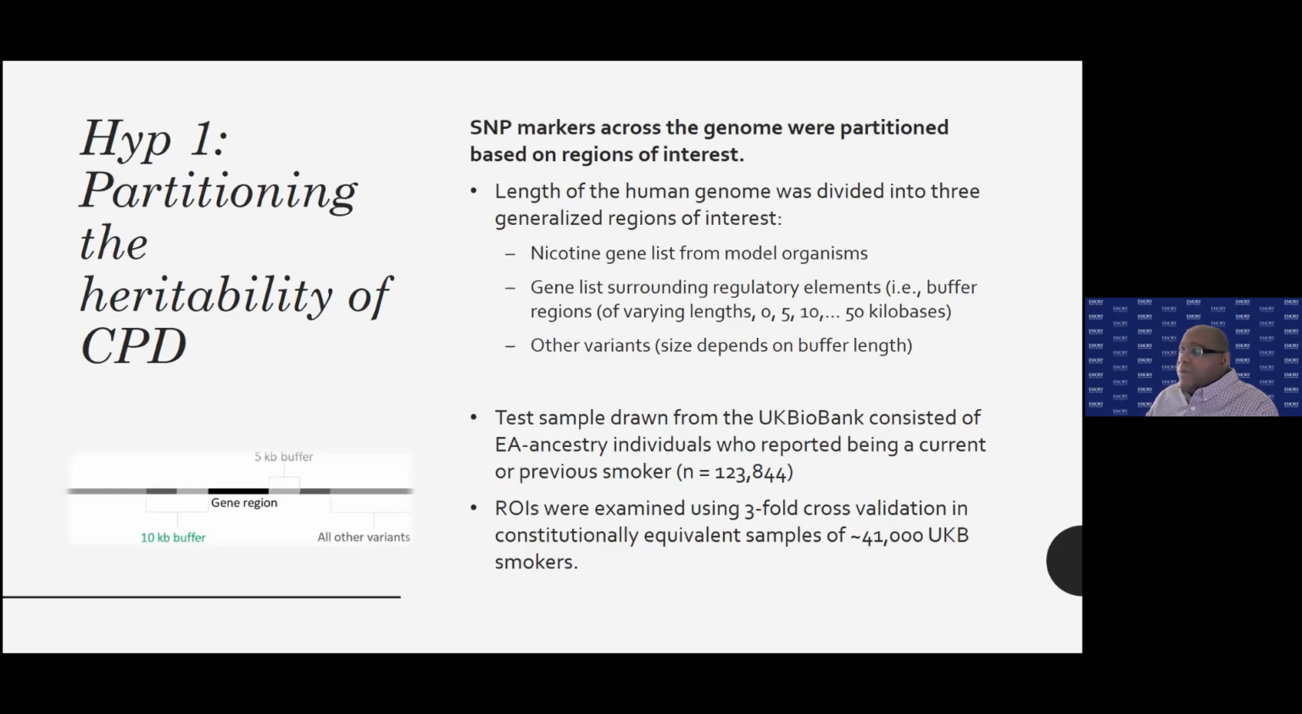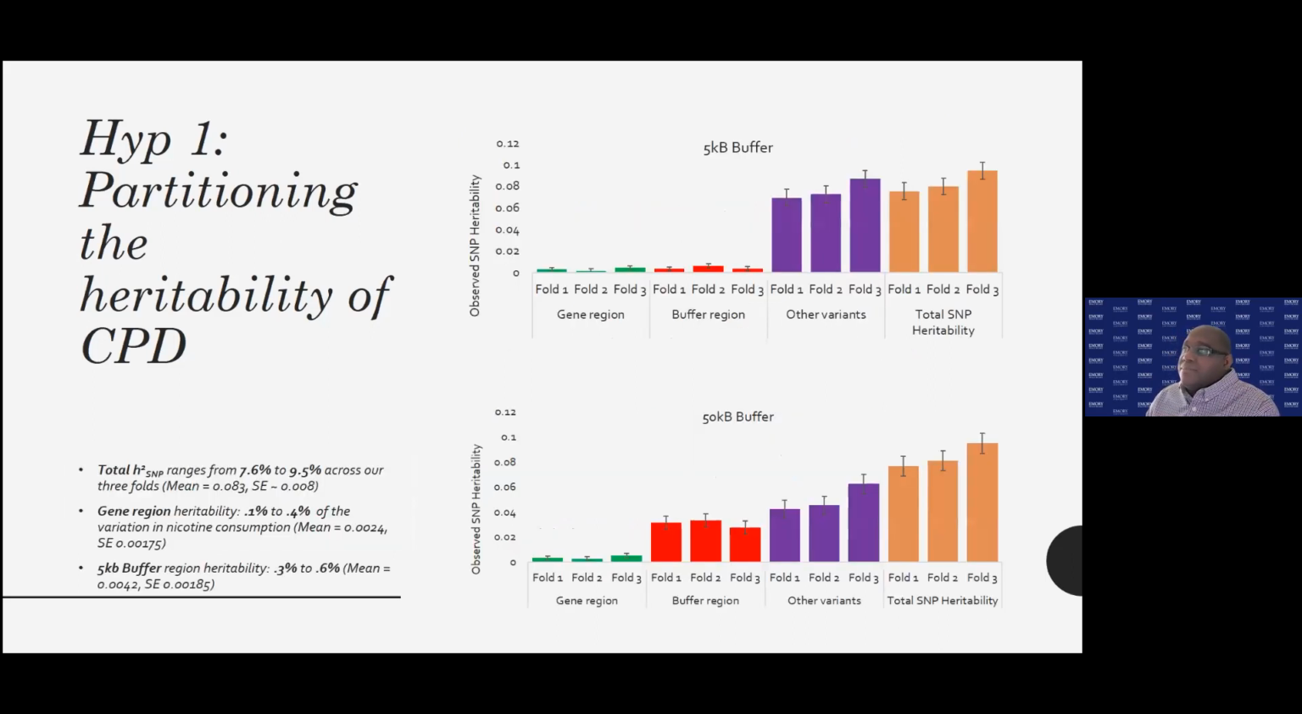One of the things to note here is that we did our analysis in triplicate using threefold cross-validation, where we divided the sample of smokers into 3 independent sets of groups of individuals, roughly 41,000 smokers each. Since we knew the actual heritability of cigarettes smoked per day in the sample, we were able to set it up such that we were well powered to detect an effect size as small as 1/2 of 1% of the phenotypic variance in cigarettes smoked per day. So power-wise, we knew that we could get pretty small effect sizes.